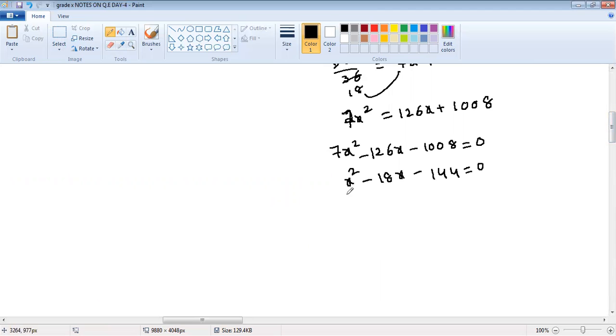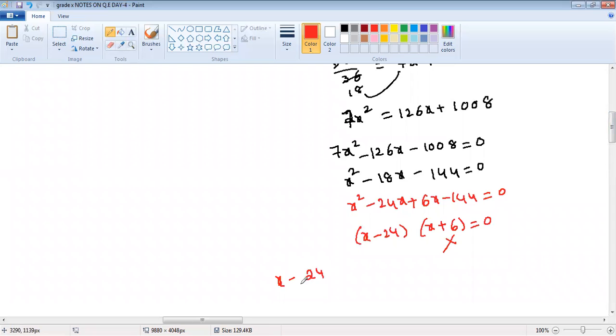Then if you do the splitting of the middle term, what will be the answer? x square minus 24x plus 6x minus 144. It means x minus 24 into x plus 6. Are you clear? Yes, sir. Then x equal to minus 6 cannot be taken. Then what is the number of x equal to 24?